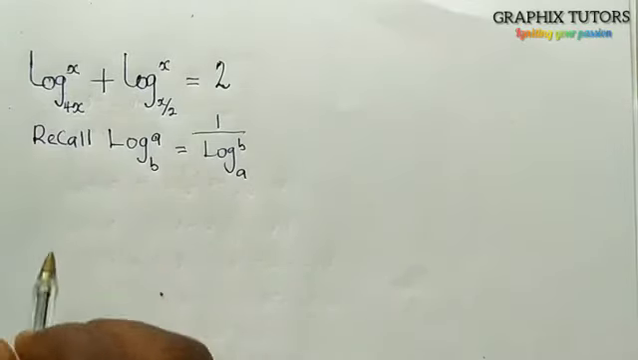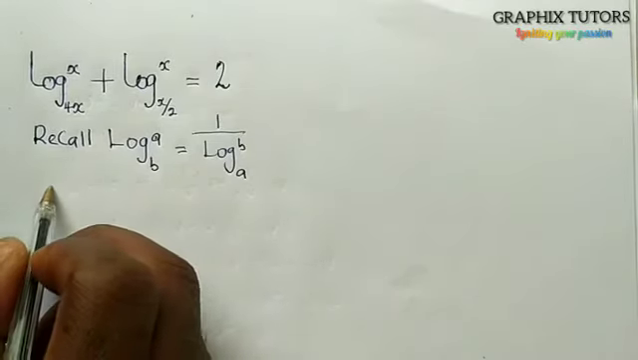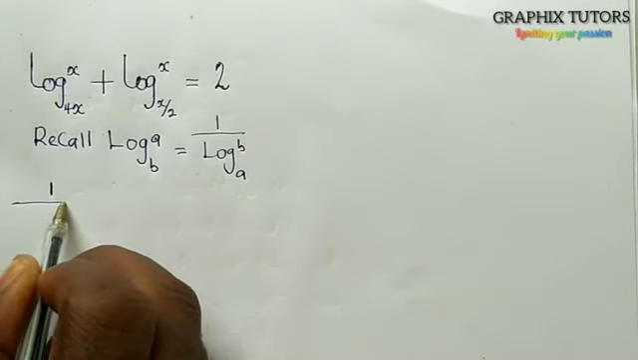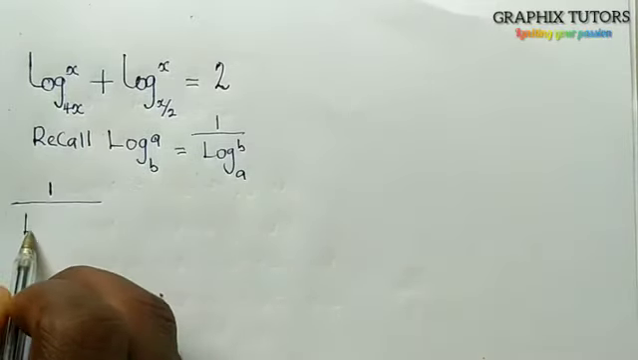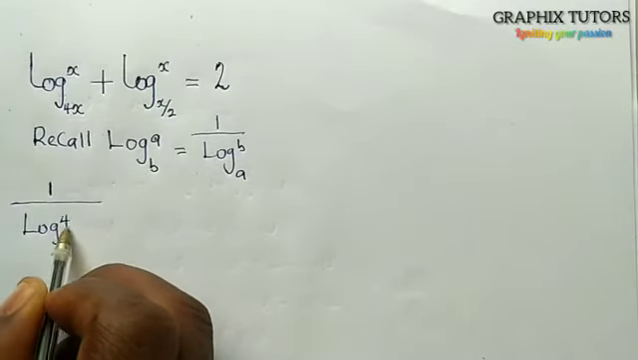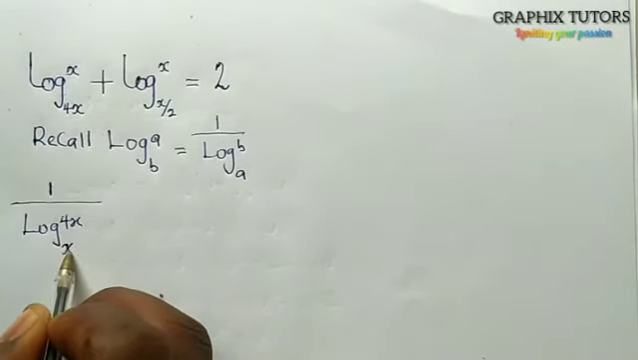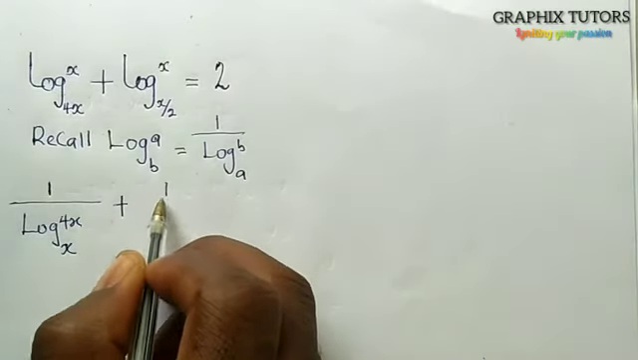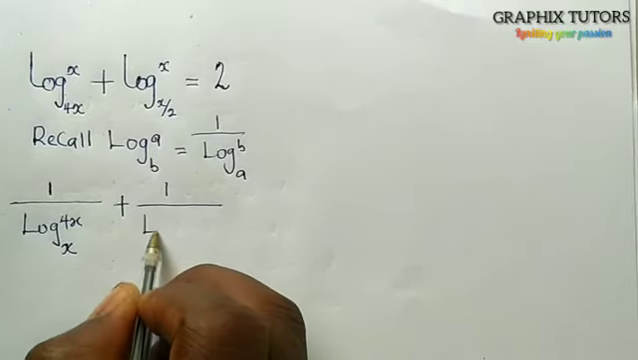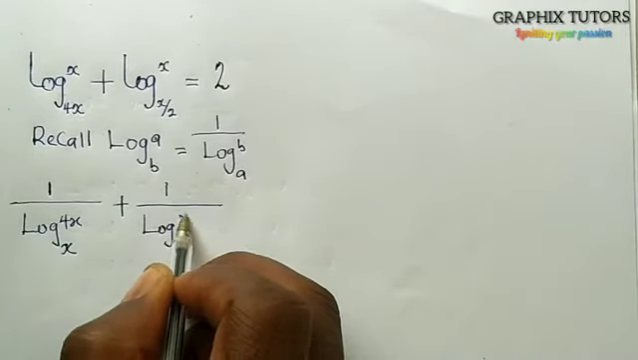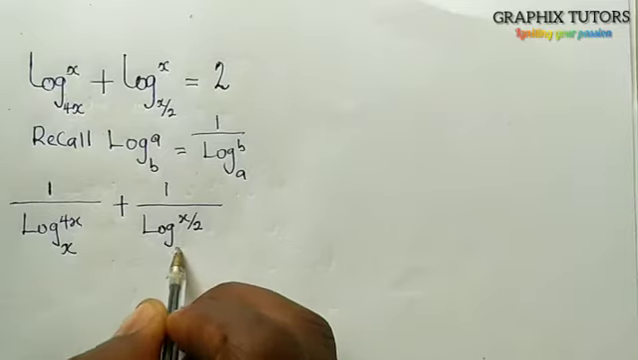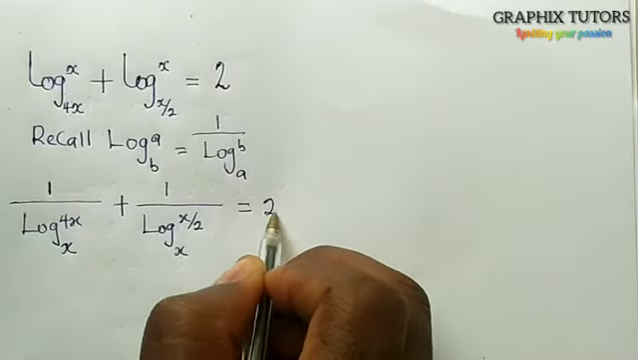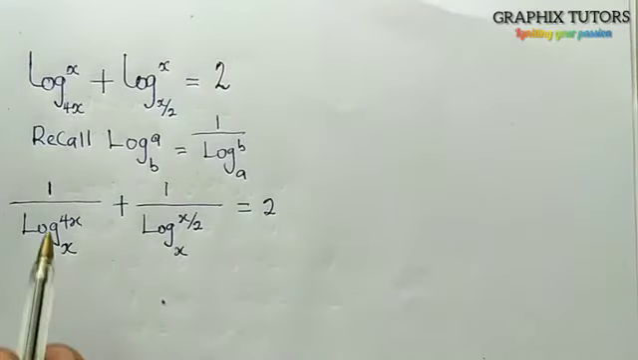So if I come here and do that, if I bring a 1 here, all over, this will now give me log 4x to base x plus 1 all over log x over 2 to base x equals to what? 2. So because I've introduced 1 on it, it means they change position.